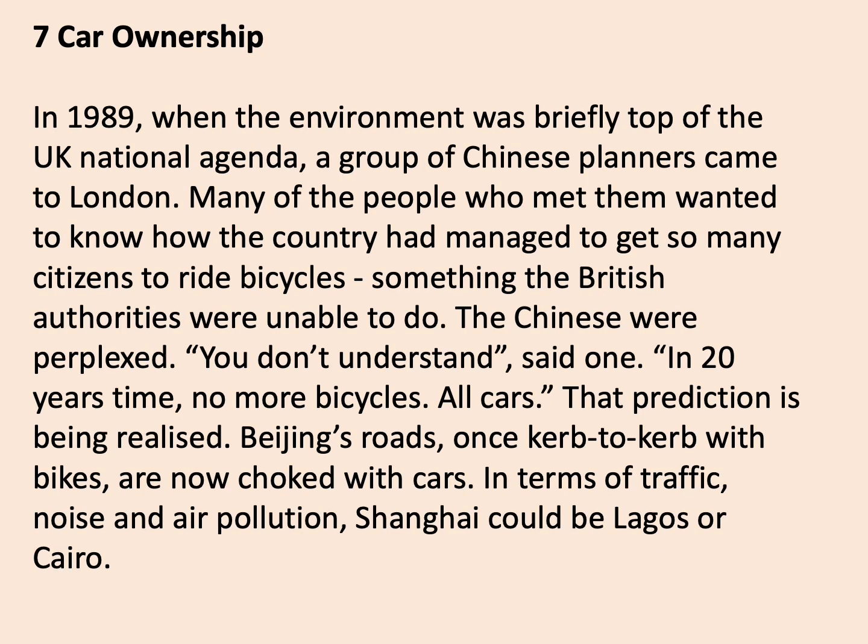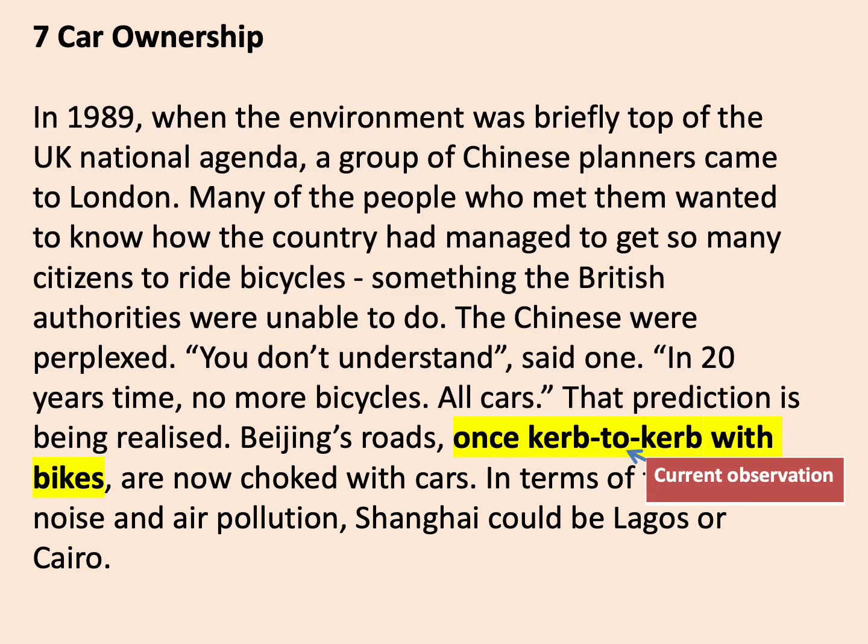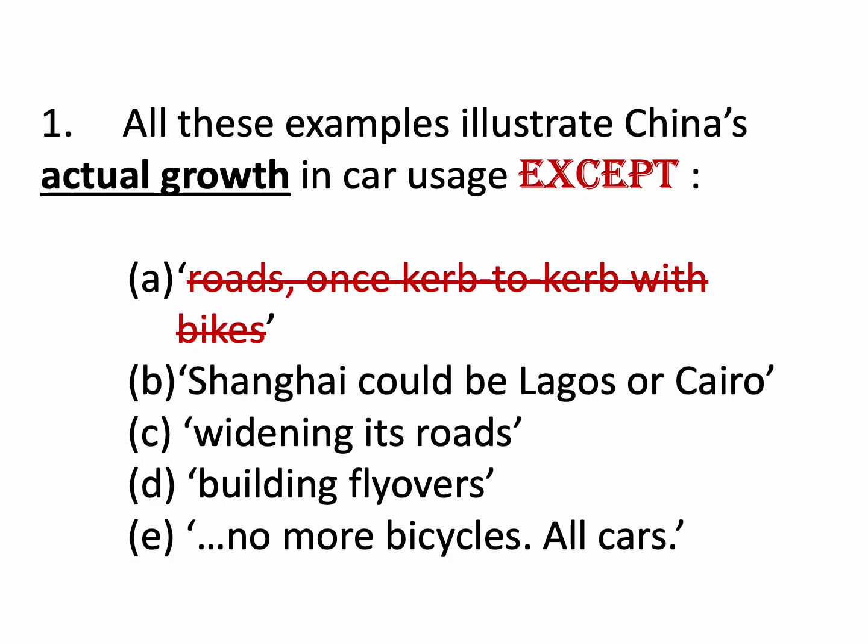Here's our basic text once more. You might wish to pause and reread this. Now, reference to Beijing's roads once being curb to curb with bikes is picked up in answer option A. And we might infer from this that this change in circumstances is a current observation and as such is a change which has been actualized. So A can be ticked off.